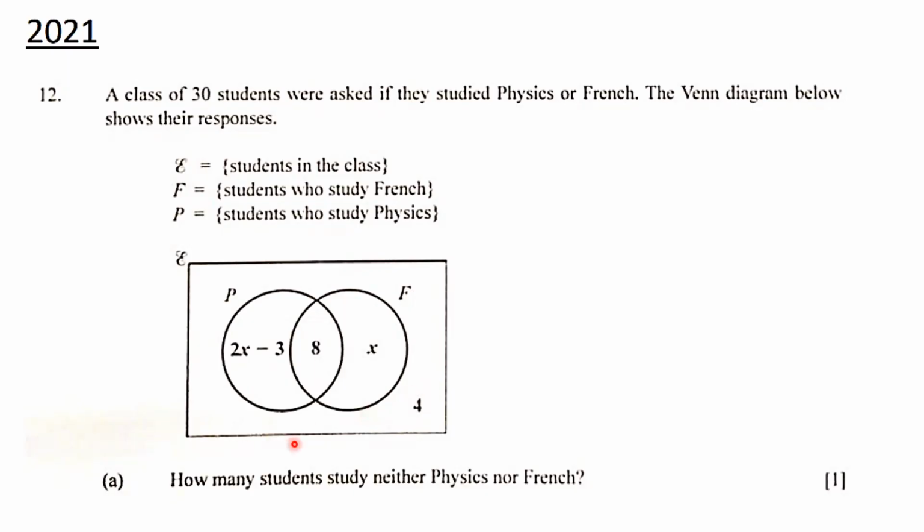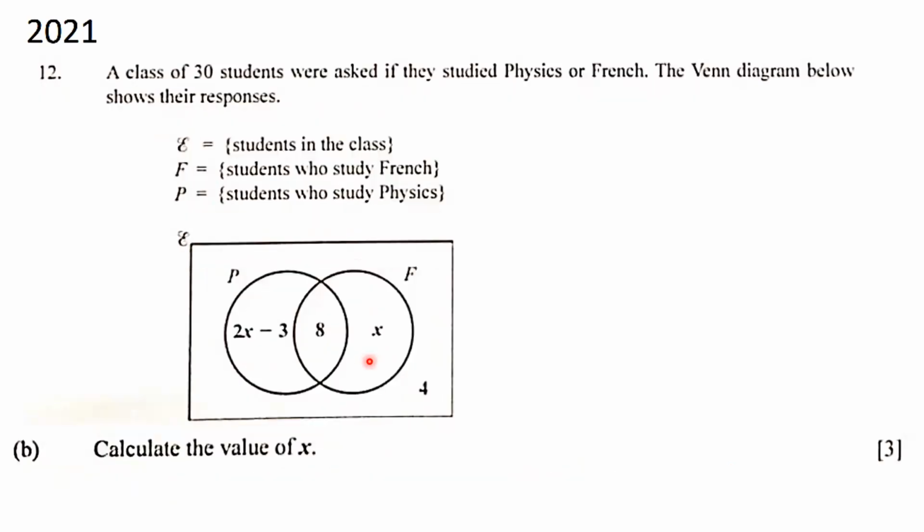The question says, how many students study neither physics nor French? The answer to this one is definitely going to be 4 students, because 4 students are on the outside of the circle. They're still in the universal set, which means that they're still in the class, but they are on the outside, which means that they study neither physics nor French, and that's 4 students.